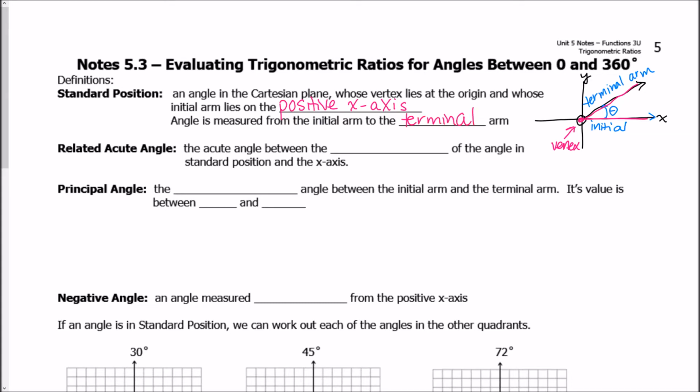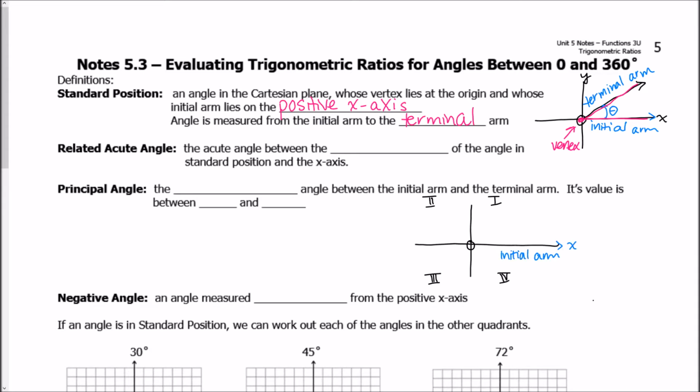Okay, now for related acute angle and principal angle, I want to draw a picture of that for you as well. So again, we're on the Cartesian plane. We've got different quadrants. So here's quadrant 1, quadrant 2. We're going to look at the angles in all 4 quadrants, quadrant 3 and quadrant 4. This is still our origin right here. This is still going to be our initial arm, and we'll add the word arm up here as well.